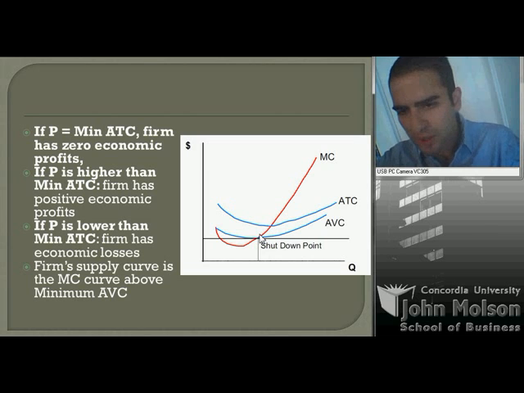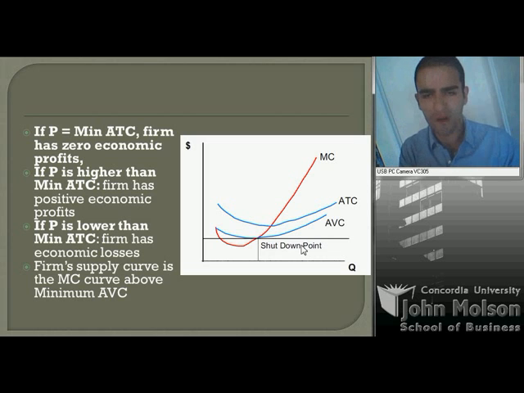Why? Because at least between this point and this point, they're able to generate enough revenue to cover their variable costs as well as part of their fixed costs. Remember, the difference between ATC and AVC is the average fixed costs. So it makes sense, right? If the firm is generating enough revenue to pay all of their variable costs, as well as some of their fixed costs, which are costs that they're going to incur anyways, whether they produce or not, it makes sense for them to produce so that they can get rid of that debt.